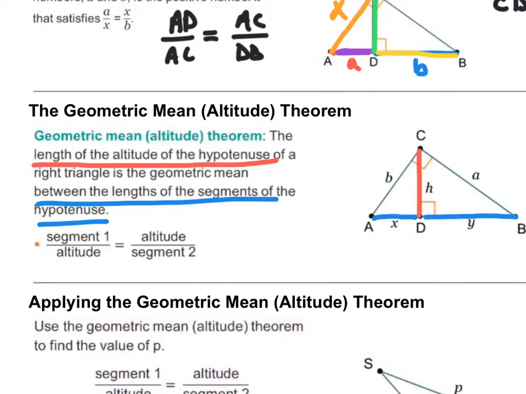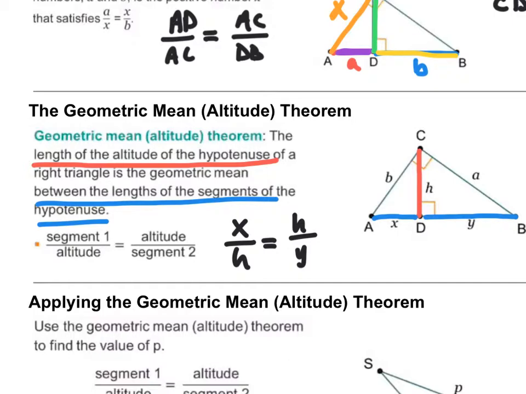So if we follow this idea, these segments come from the hypotenuse of the big triangle. I can say that if I take x divided by the altitude h, then that's equal to h divided by y, the other side of that hypotenuse. And this proportion will always hold true given a right triangle with this type of relationship given the altitude.